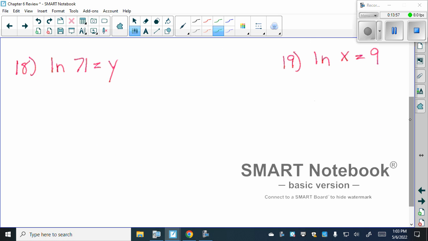So how about 18? E to the y equals 71, because we could put e to both sides. E and the ln simplify out, leaving us with just 71. The other side is going to be e to the y. Any other questions on these here?